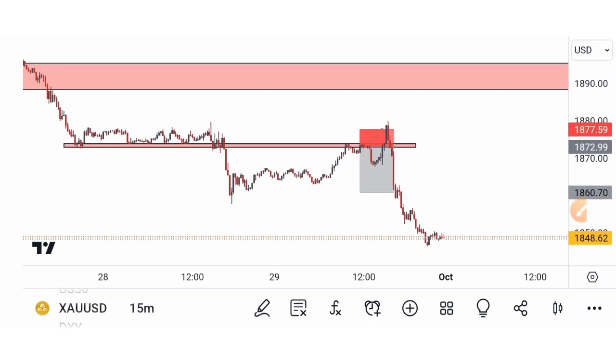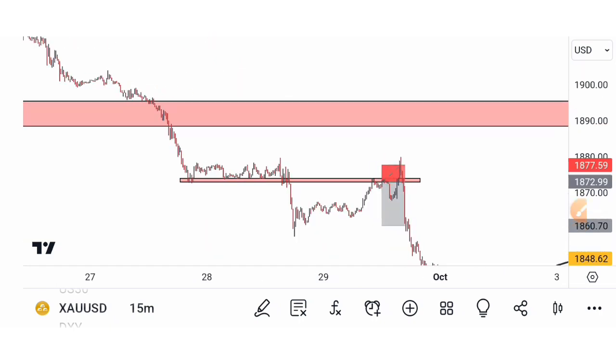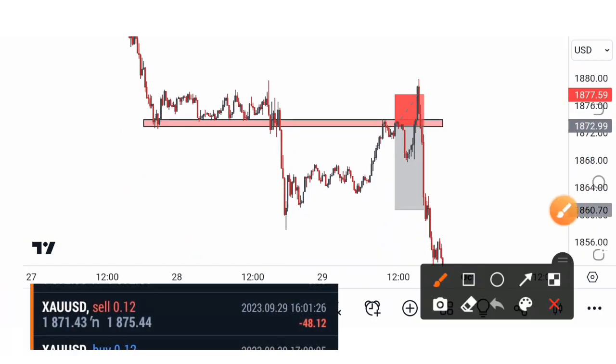Okay, as you can see, that was the trade over there. So this trade, I ended up losing it. As you can see over here, I ended up losing it. This was on a Friday.